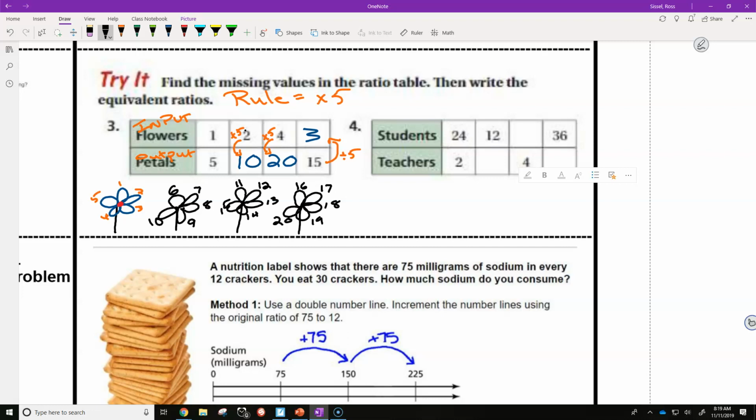Alright, Tristan, you were with Joseph? Yeah, I'll do the answer. Alright, Joseph, what are the answers? 12 is 1, and then above the 4 is 48, and under the 36 is 3. Alright, so Tristan, what were the rules? How'd you do this? I did input output, and the rule is divide by 12.